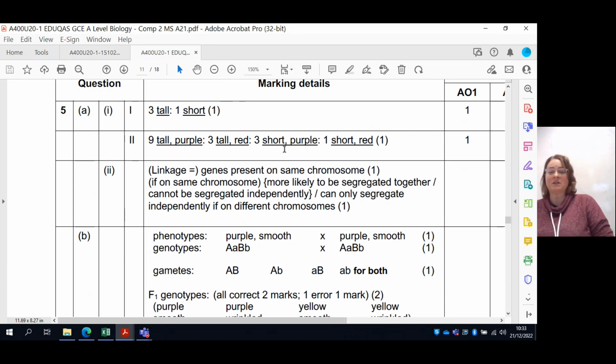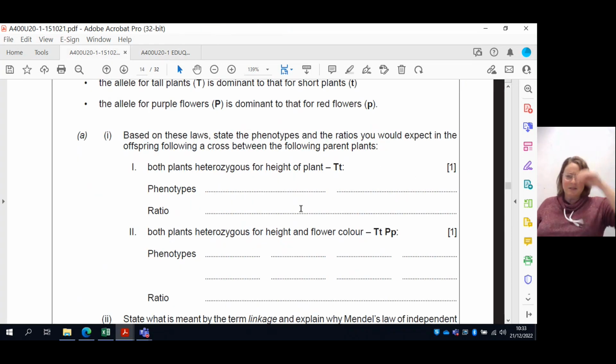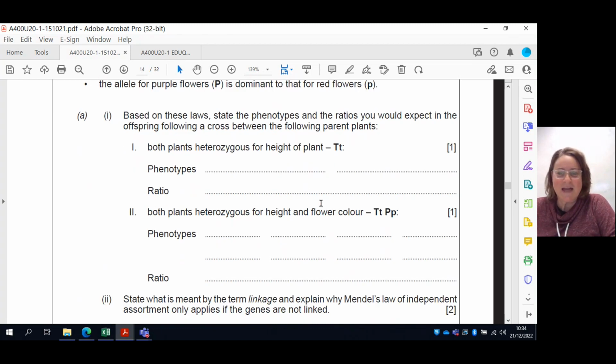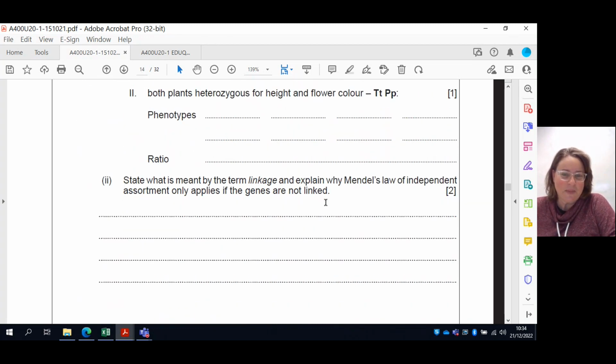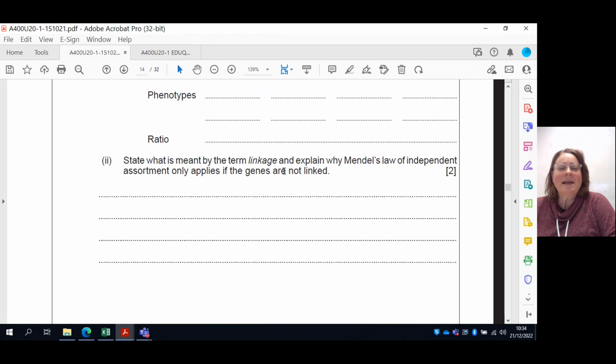That was literally what we did with the counting the maize kernels. So, and I don't know how many other scenarios we've calculated through, and we did Punnett square practice on. So that is literally just that one. Then comes the word linkage. Okay, 2 marks. First part is state what is meant by linkage, and then explain why those laws of independent assortment only apply to genes if they are not linked.